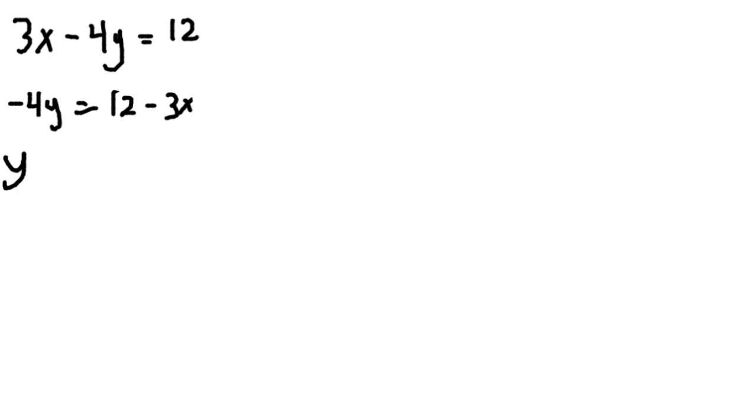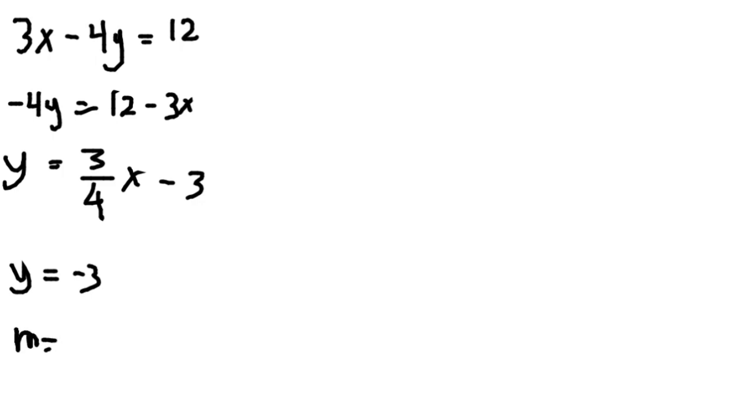Now, if you still don't get it, let's move into another example. If we have a linear function such as 3x minus 4y equals 12, we're just going to transform it into the slope-intercept form if we need to graph it. So we get y equals 3 over 4 x minus 3, just doing some algebraic manipulation. Now we have our y-intercept, which is negative 3, and our slope is going to be 3 over 4.